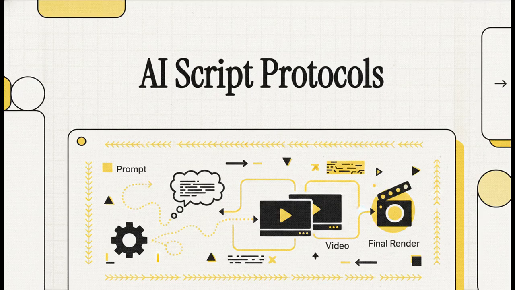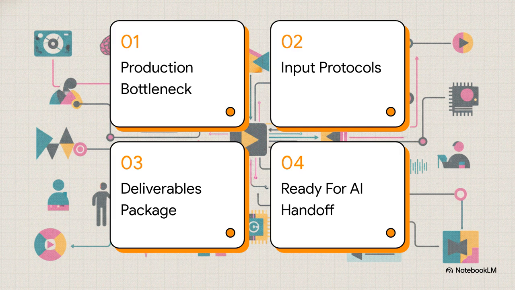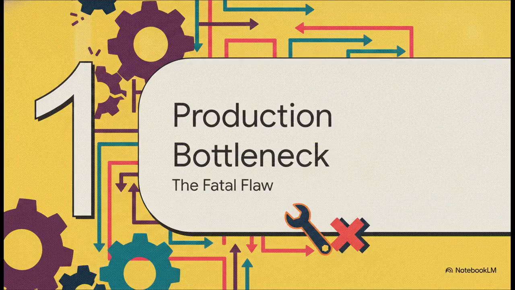Okay, let's dive right into this. So, here's our production call sheet for the day. 1. The production bottleneck. 2. Prerequisite input protocols. 3. The deliverables package. And 4. Ready for AI handoff. Simple, right? Let's get to it. Starting with phase 1, the production bottleneck.